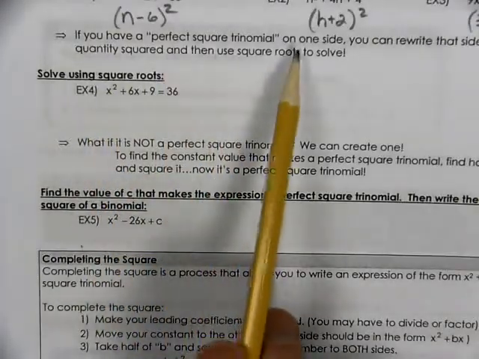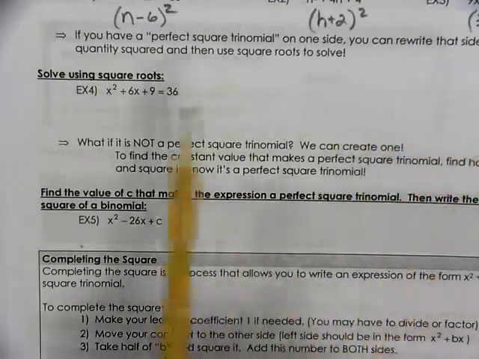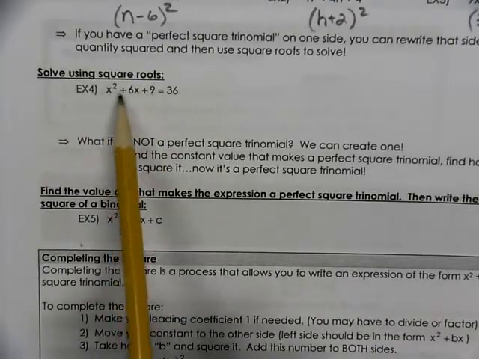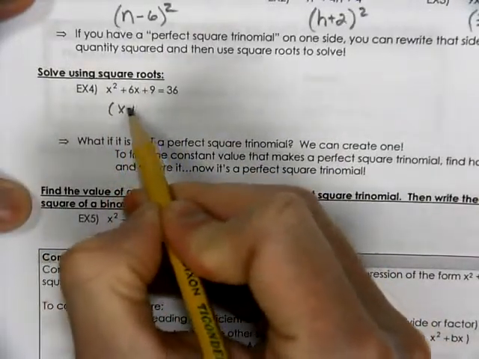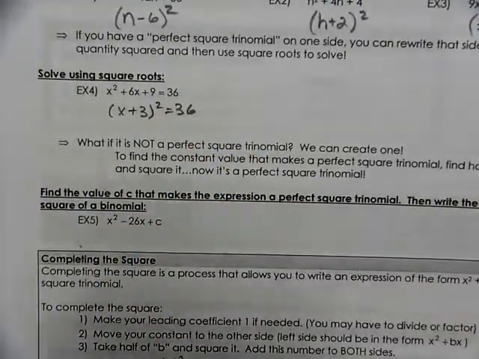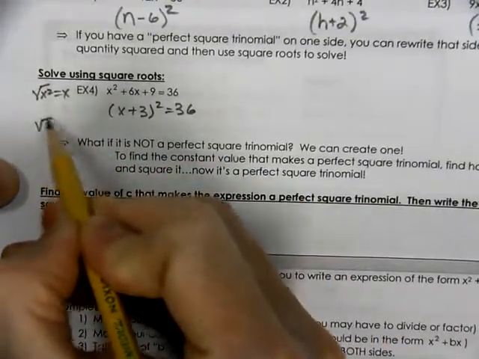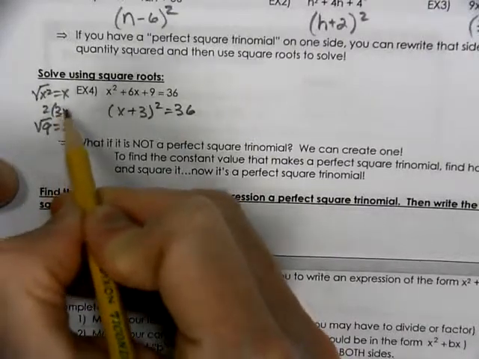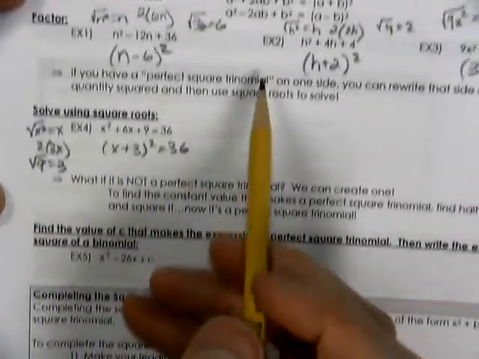If you have a perfect square trinomial on one side, you can rewrite that side in factored form. So here we have x squared plus 6x plus 9. This becomes, when we factor it, a perfect square. You can take the square root of your x squared. You can take the square root of your 9. The middle is 2 times that product. So yes, it follows the pattern that we've talked about before.